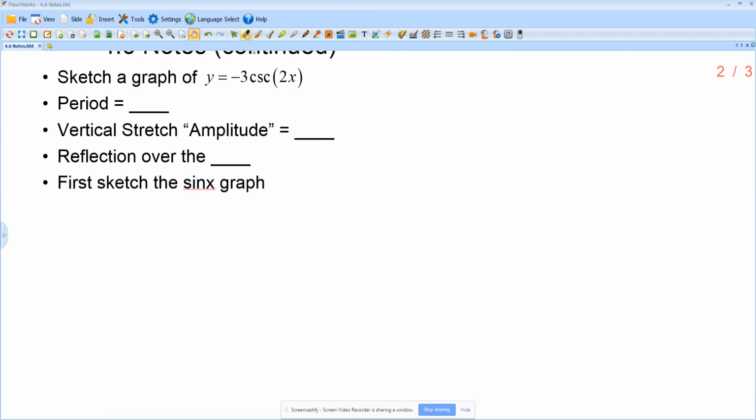All right, next, cosecant. So the period of cosecant is found by doing 2 pi over the absolute value of the coefficient. So 2 pi over 2, which is just pi. The vertical stretch or amplitude here is 3. Again, it's not exactly an amplitude. We didn't talk about it here.